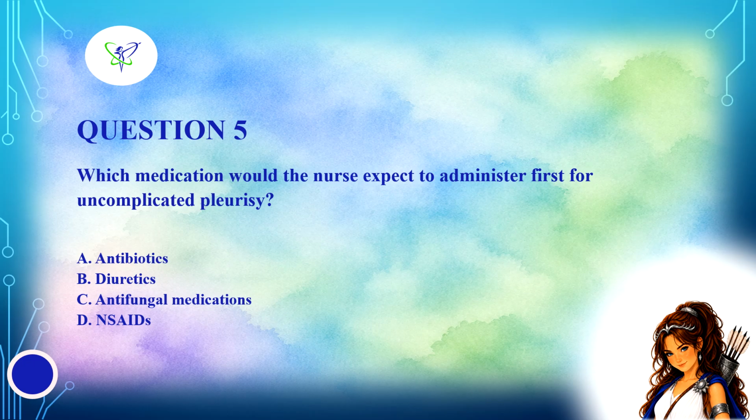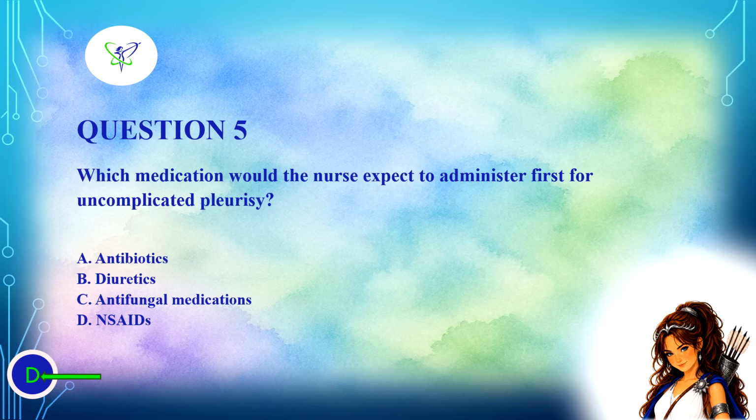Question 5. Which medication would the nurse expect to administer first for uncomplicated pleurisy? A. Antibiotics. B. Diuretics. C. Antifungal medications. Or D. NSAIDs? Well, pleurisy is inflammation of the pleural lining. It can be caused by infection, but this is uncomplicated pleurisy. So I'm going to say D, NSAIDs.